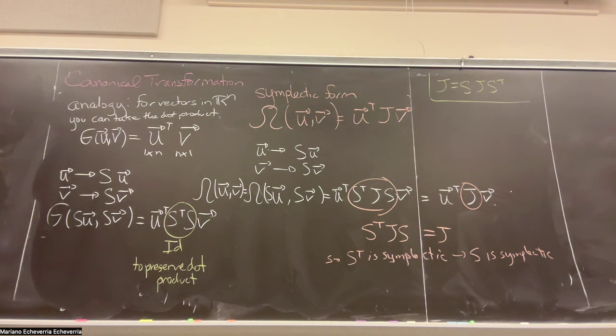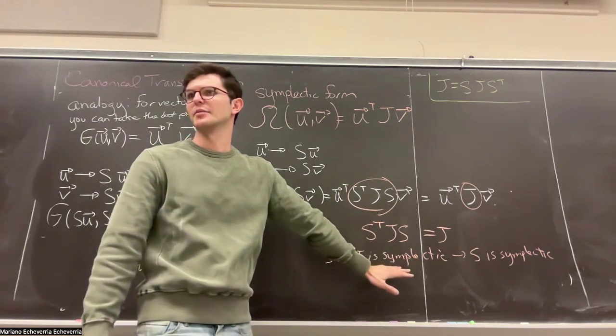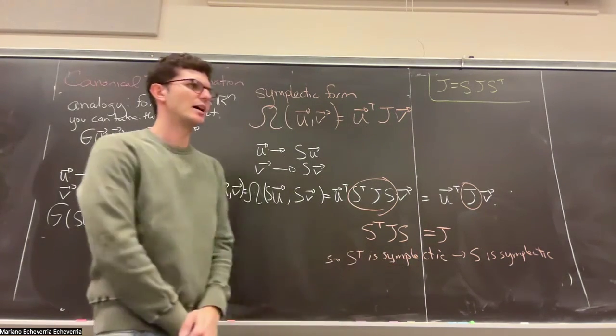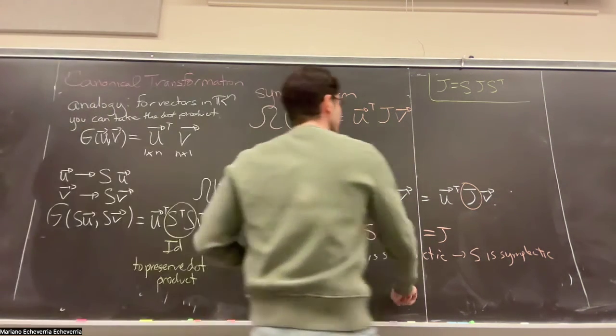So the matrices that preserve the dot product were like rotations, reflections, like orthogonal matrices. The matrices that preserve this thing happen to be exactly the symplectic matrices. Okay, is that making sense? And in fact, you can give a more explicit representation for what this is. Let's just work it out.